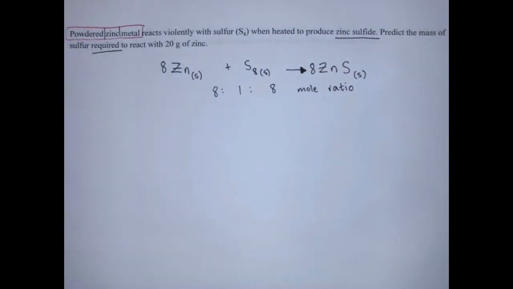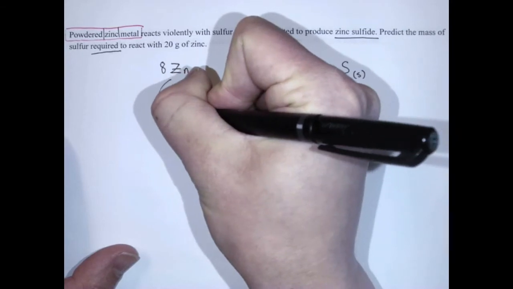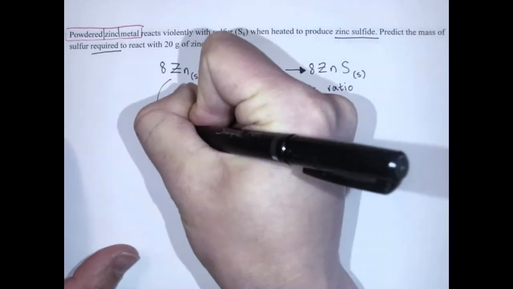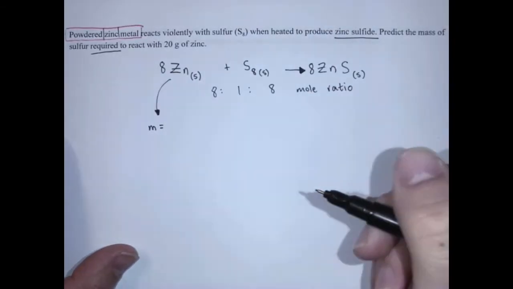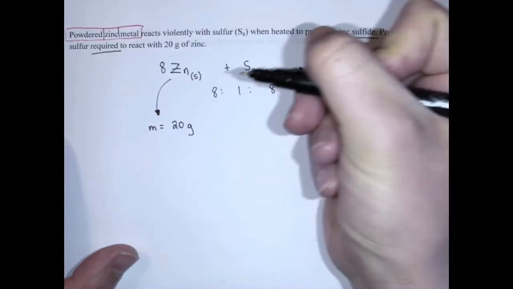Now, the question's not asking us to predict how many moles of sulfur are required to react with certain moles of zinc. We're dealing with masses. And all we know is that for zinc, we have a mass. We use little m to represent mass. We have a mass of 20 grams.